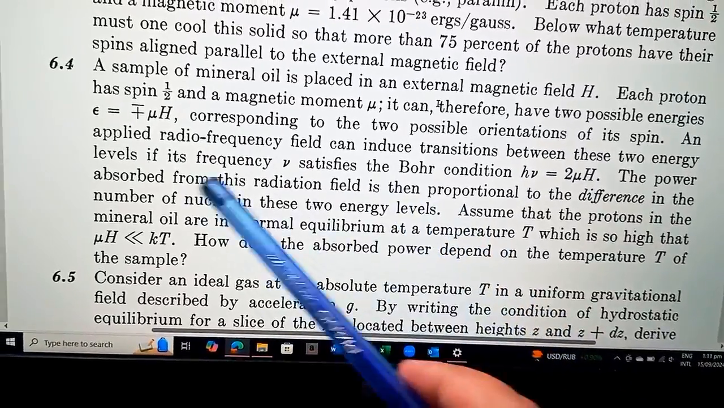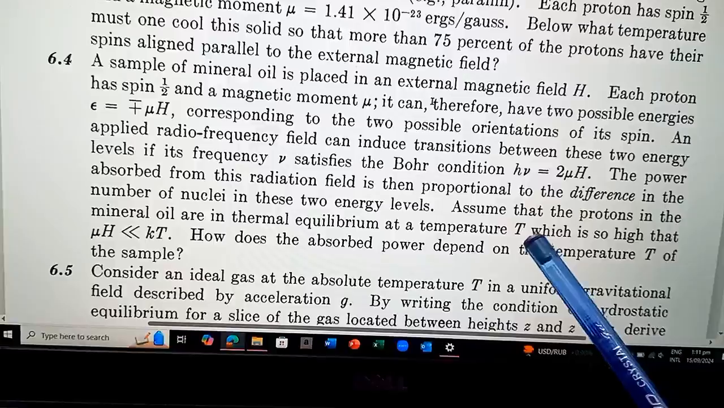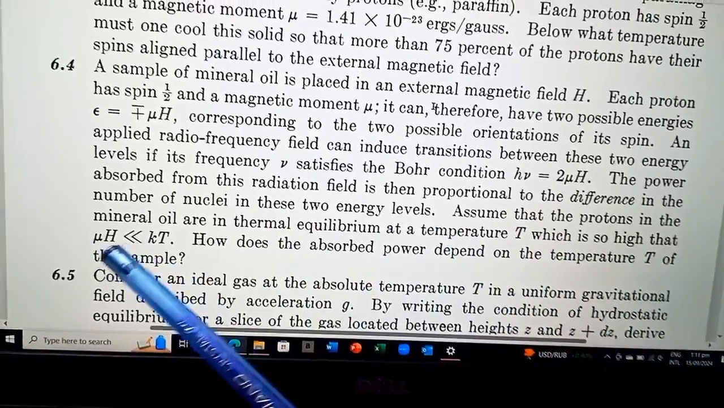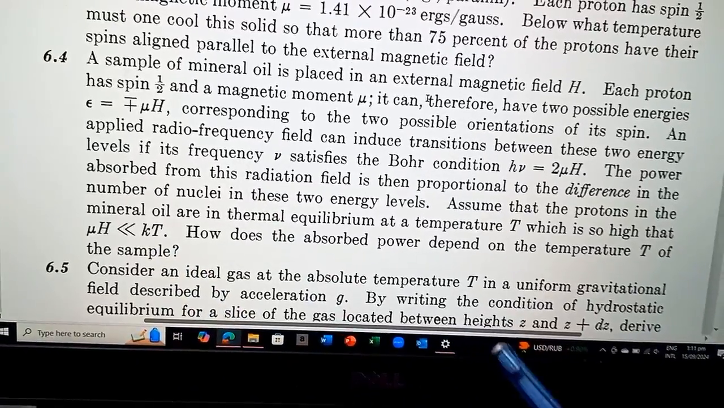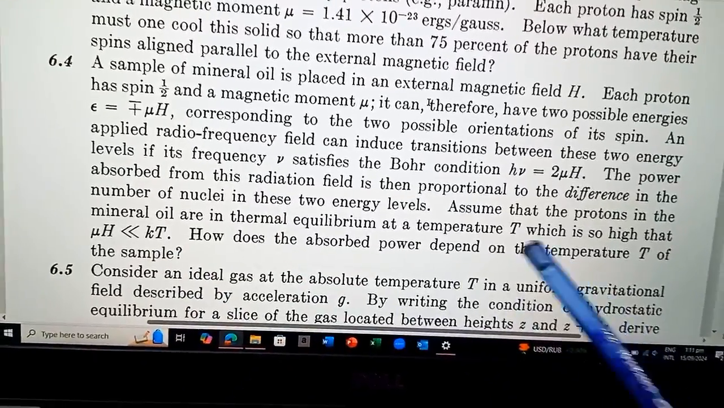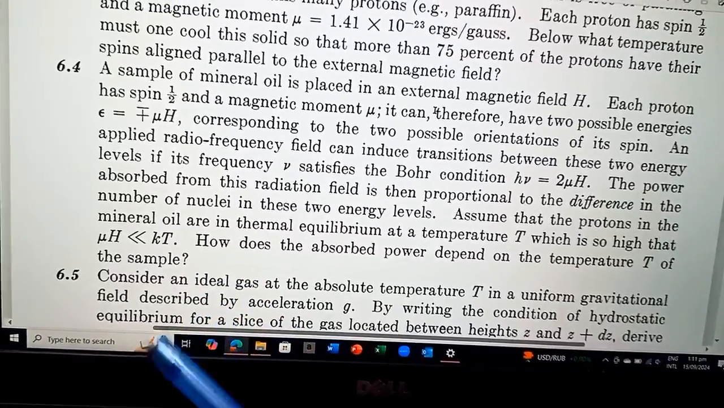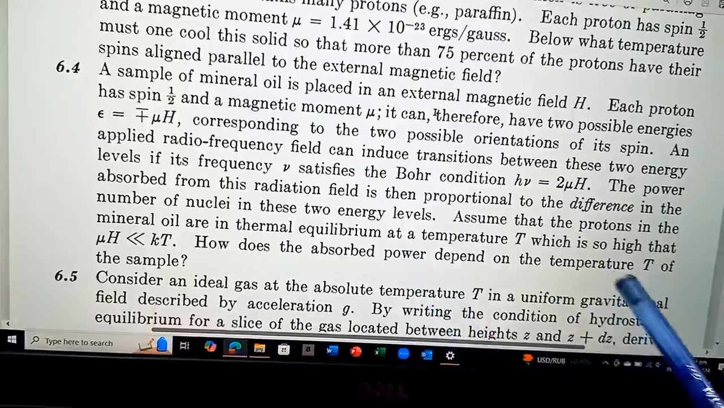Okay, this is the central information, and there is one approximation given, which is the higher temperature limit. As we can see here, the temperature is so high that mu h is much less than kT. Sometimes these approximations are applicable and sometimes not, but in this problem this approximation will help us narrow the situation down into a really easy relation between power absorbed and temperature of the sample.